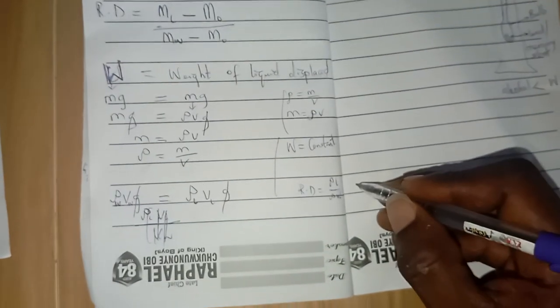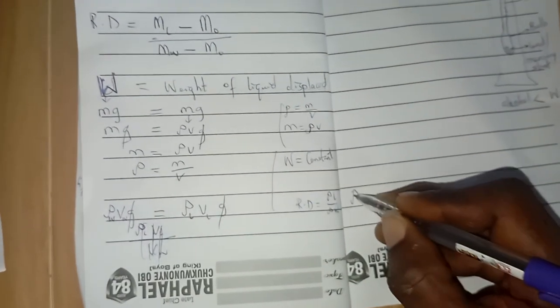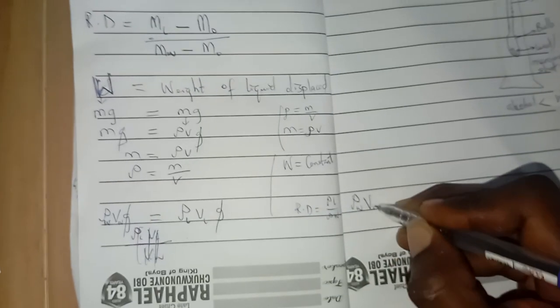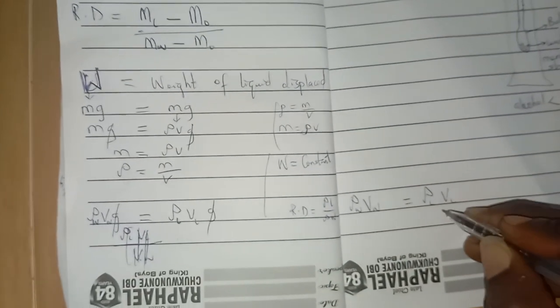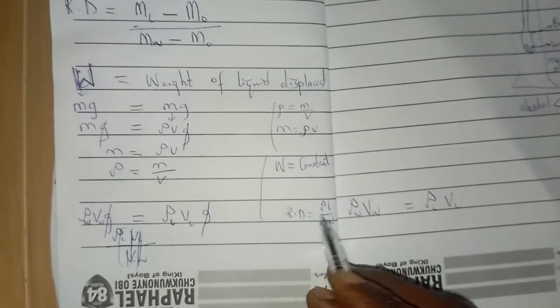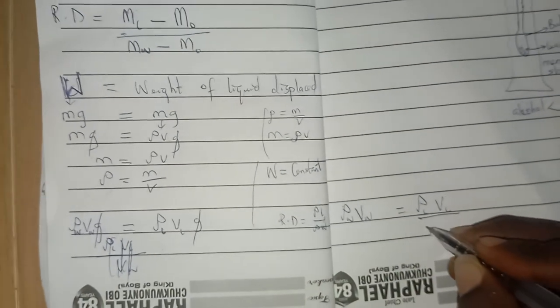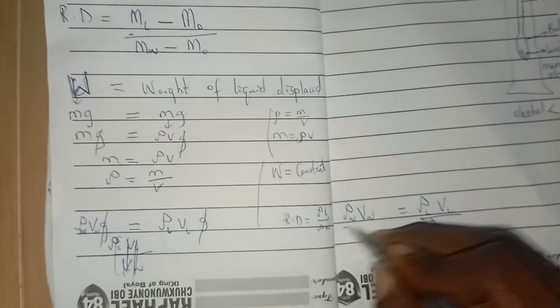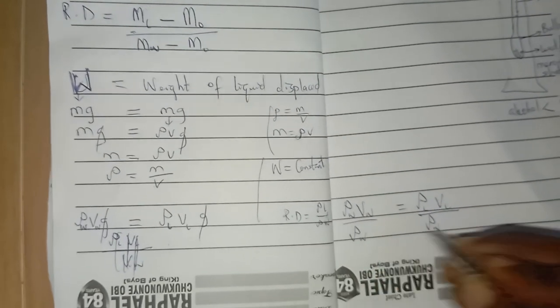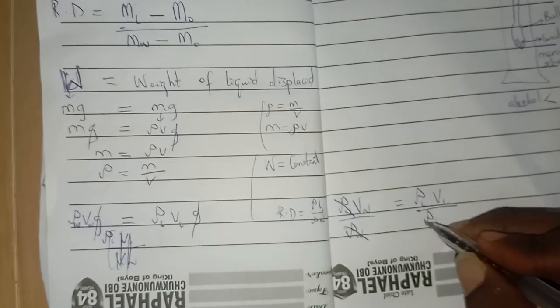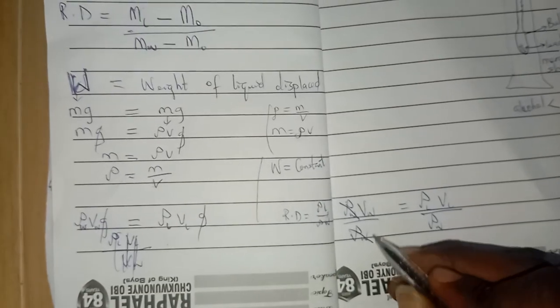let me finish it up. I'll have density of water times volume of water equals density of liquid times volume of liquid. To make a situation where I have this, I have to divide both sides by density of water. This will cancel this. I'm left with VW.